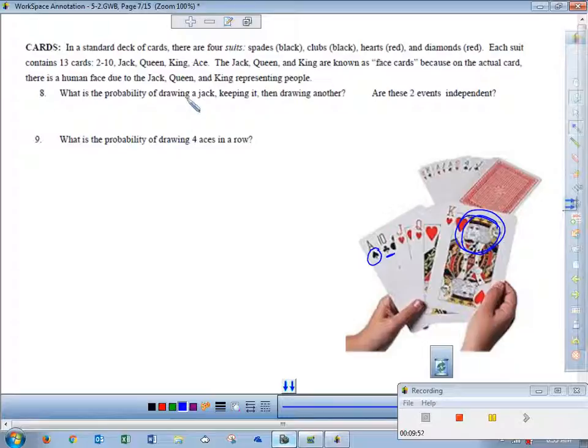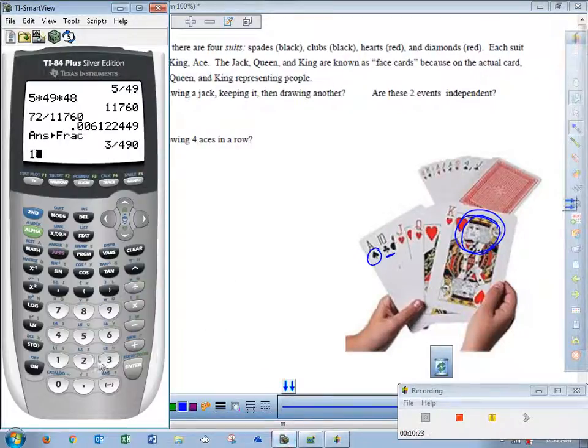So first we have to realize how many jacks there are. There are actually 4 jacks, one of each suit, right? There's a spade, a club, a heart, and a diamond, so there's 4 out of 52 cards. Where did I get 52 from? Well, because there's 13 cards per suit times 4 suits, and that is 52 cards.